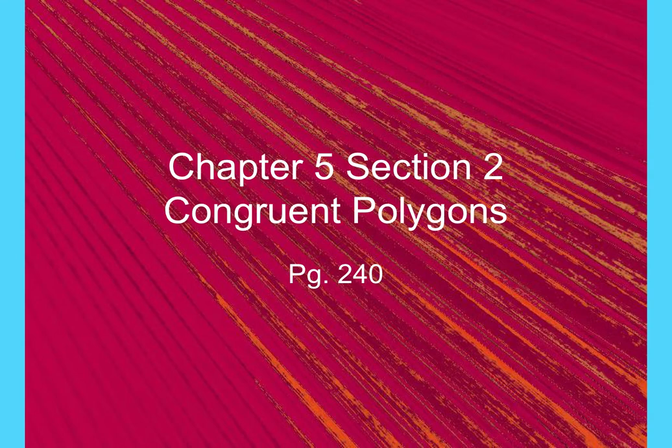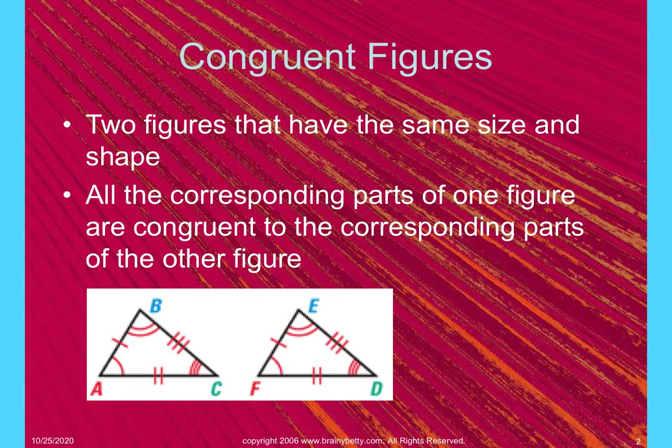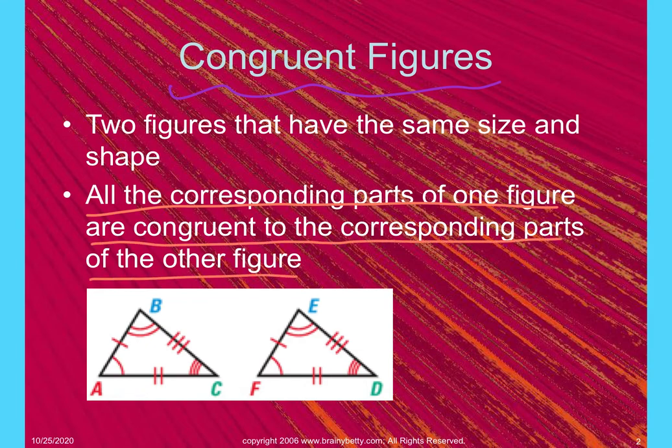Okay, so 5.2 is talking about congruent polygons. So we're going to deal with some definitions here and then figure out how to find the congruent sides and the congruent angles in pairs. The definition of congruent figures is two figures that have the same size and shape. In order to prove that two polygons are congruent, all the pairs of corresponding parts of one figure have to be congruent to the corresponding parts of the other figure, which means that if you have two, in this case, triangles that are congruent, each angle has a congruent partner.